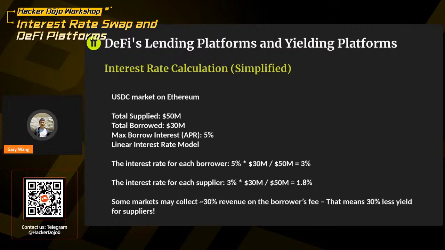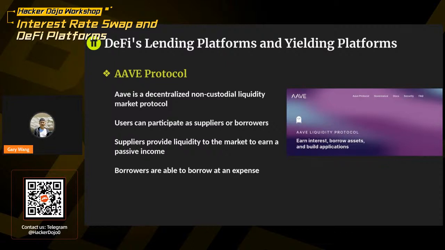So in this example, we can see that both the borrowing and the supplying activity would generate interest rates on this DeFi protocol, which is exemplified by the Aave protocol.